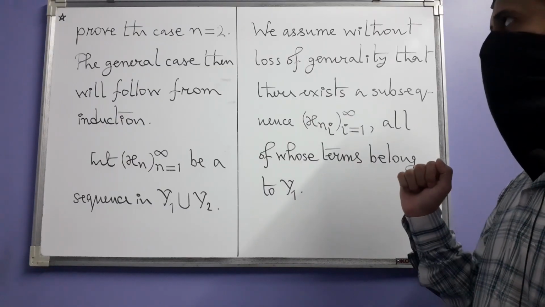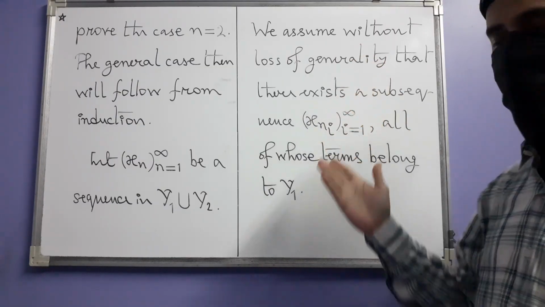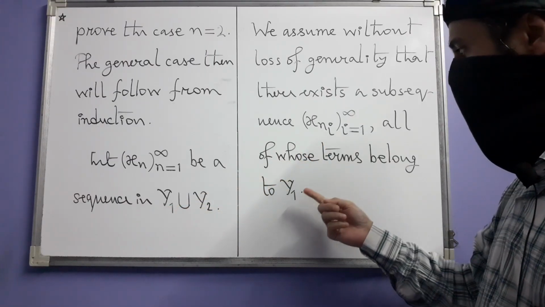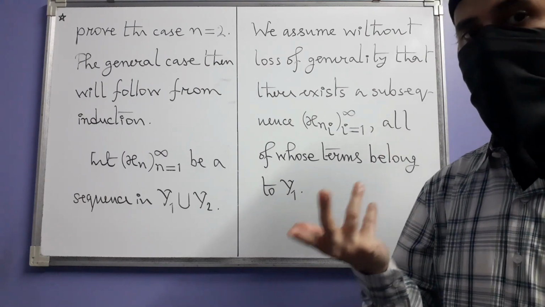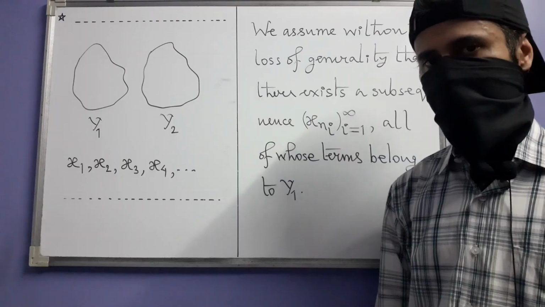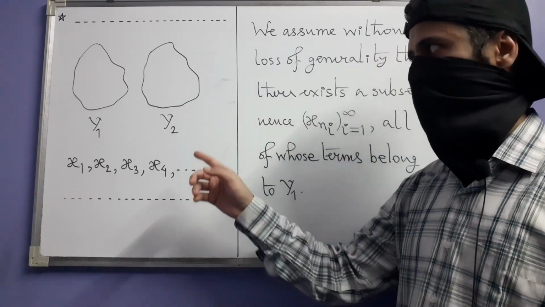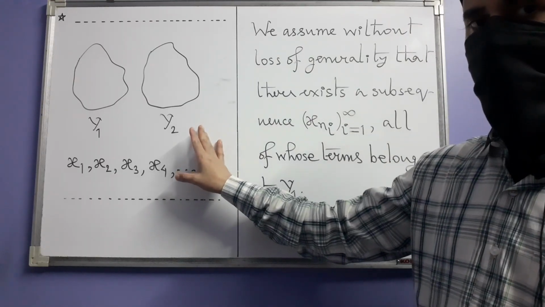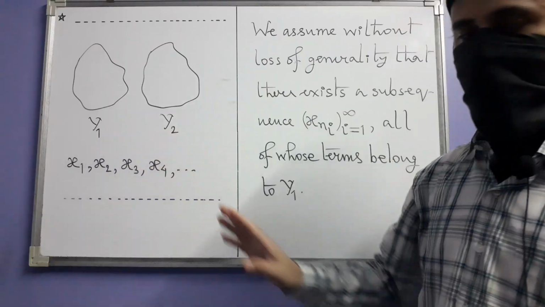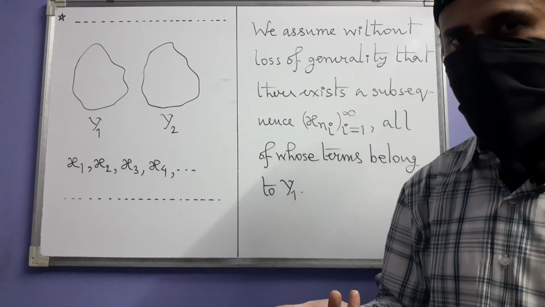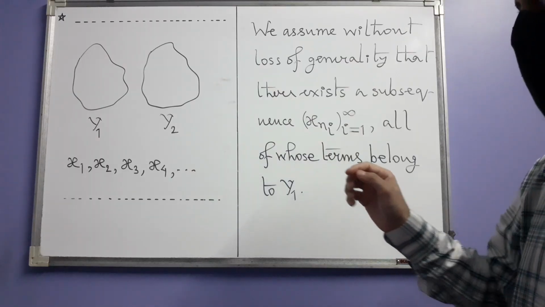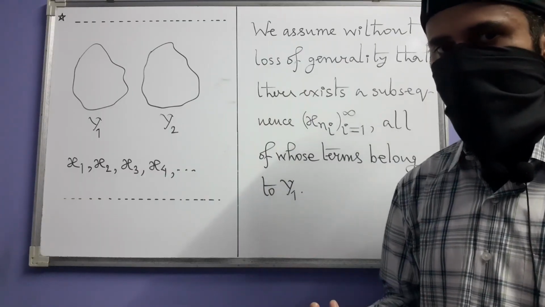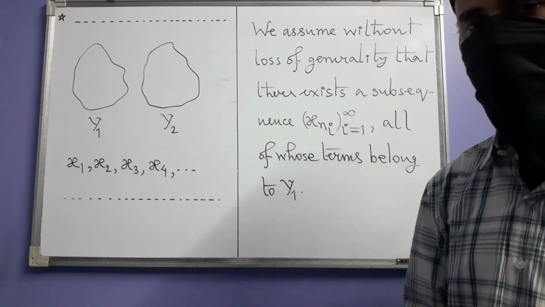Now next we have this. We assume without loss of generality that there exists a subsequence Xni of that sequence, all of whose terms belong to Y1. But why? To understand why, let's look at this diagram. This is of course a Venn diagram showing Y1 and Y2. It may look a bit misleading because it indicates that Y1 and Y2 do not have any intersection. That's not necessarily true. There may be an intersection, but because what we are going to discuss here has nothing to do with whether Y1 and Y2 have an intersection or not, I just decided to draw it like this.